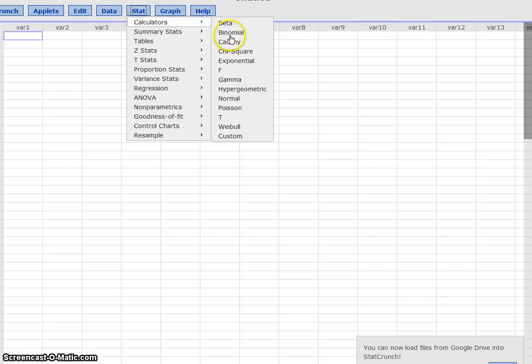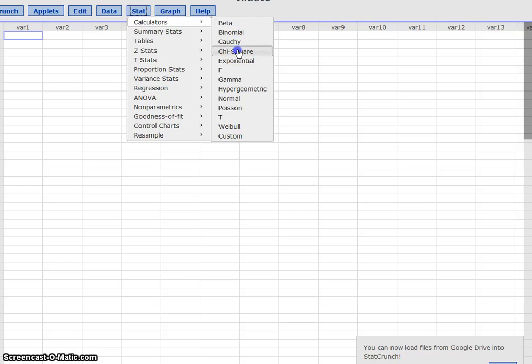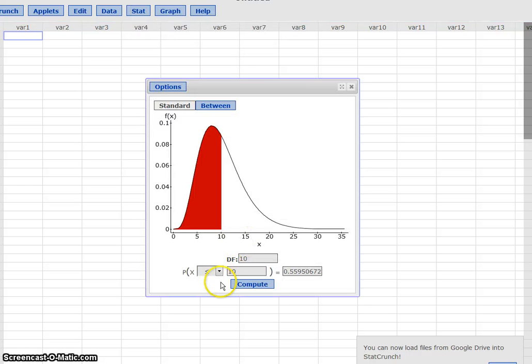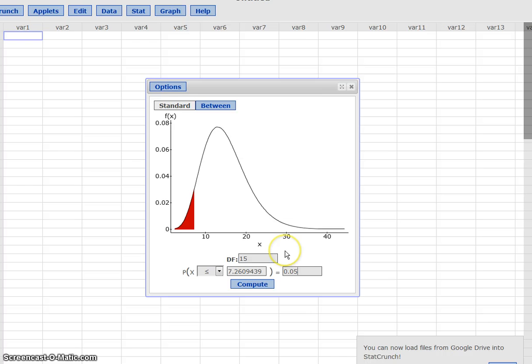Now, alternatively, you could also calculate those values in StatCrunch. If you just go to Stat, Calculators, Chi-squared, and then again, just put in your values. If you want to find the chi-squared value, you have to change the number of degrees of freedom to 15, because that's what we've got for this particular problem. That would give you the area to the left is 0.05, which gives the 7.261 value, which we saw earlier in the table.